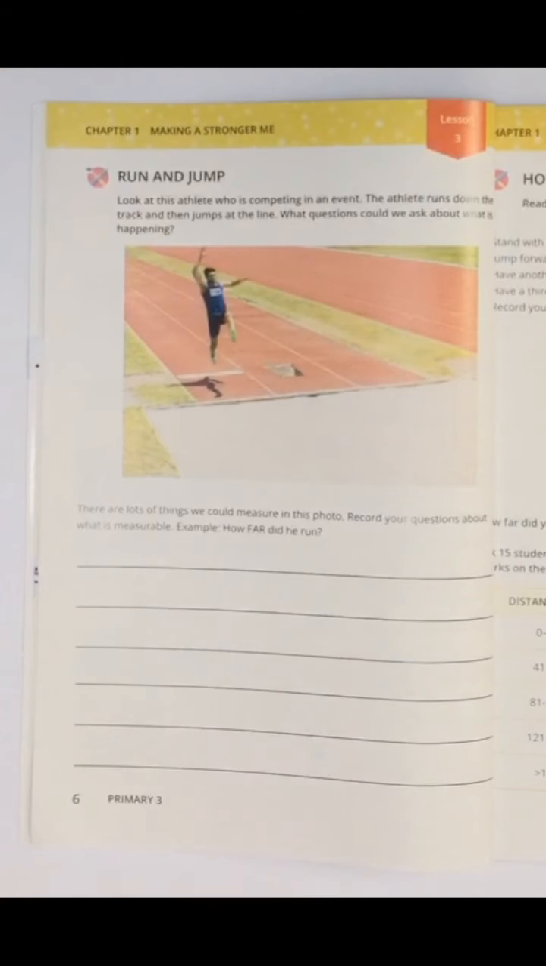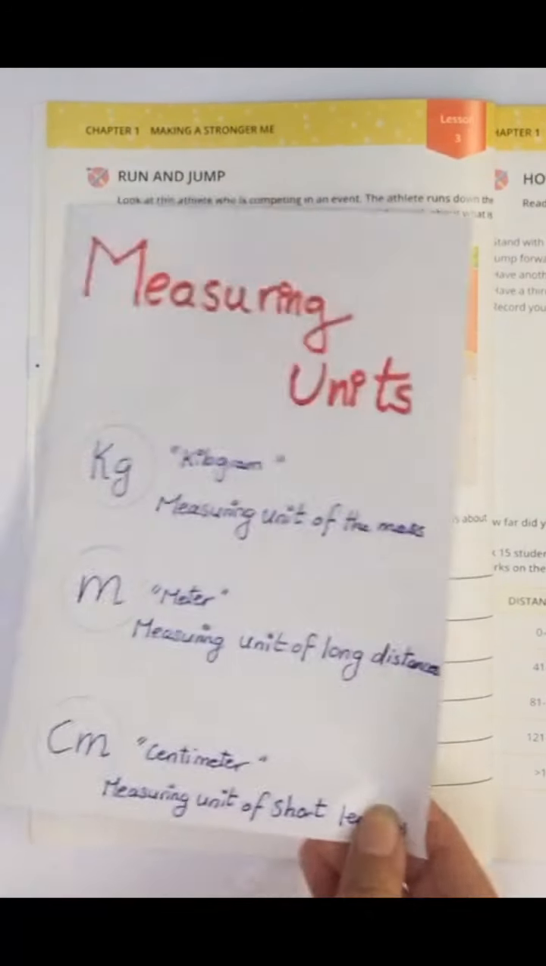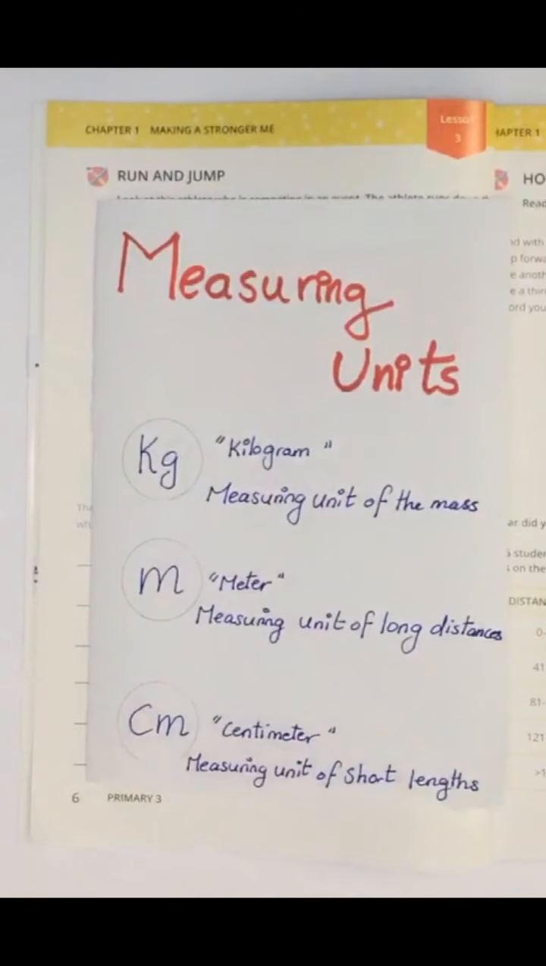Open your books on page 6, run and jump. Before we start our lesson, let's talk about measuring units. First we have kilogram. We use kilogram to measure mass, like your body weight. Second we have meter. Meter is used to measure long distances. And the last one is centimeter. We use centimeter to measure short lengths.